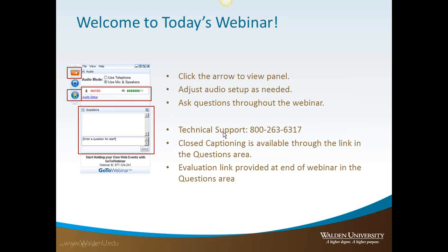A couple of other housekeeping items. If you have any technical support difficulties, you can send them through the chat area, that is, through the questions box. If that's not working and you are still having technical difficulty, you can use the phone number on the screen and call GoToWebinar Tech Support. They are a live tech support team. They'll be able to help you.